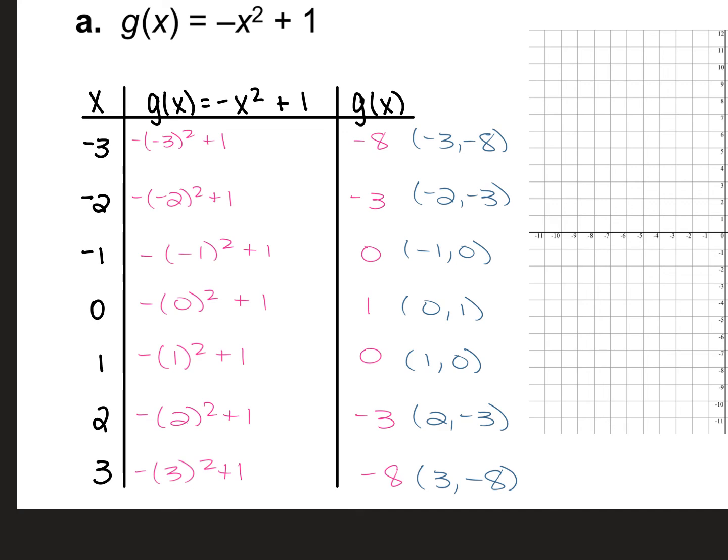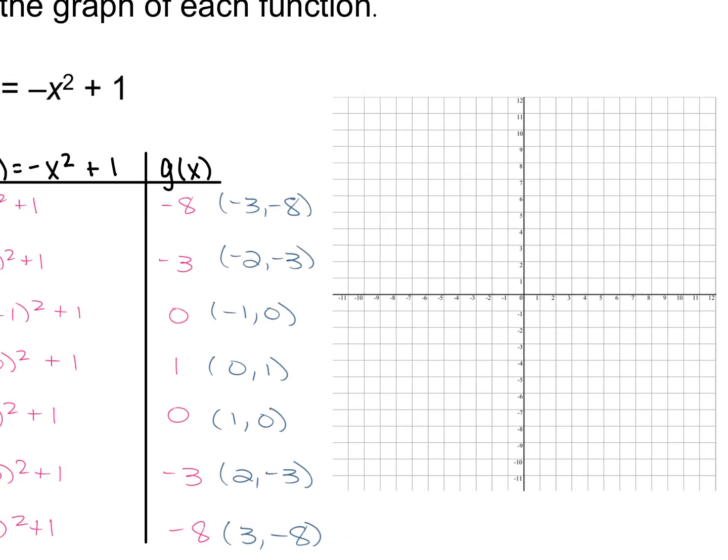So if we were to graph these ordered pairs on our coordinate plane, your (-3, -8), you're going to go to the left 3, then down 8. Plot your point there. Then the (-2, -3), left 2, down 3. Plot your point there. (-1, 0) on your x-axis at negative 1. Then (0, 1) on your y-axis at 1. (1, 0) on your x-axis at positive 1. Then (2, -3), to the right 2, down 3. You're mirroring the point on the other side of that y-axis. Then you have (3, -8), so to the right 3 and down 8.